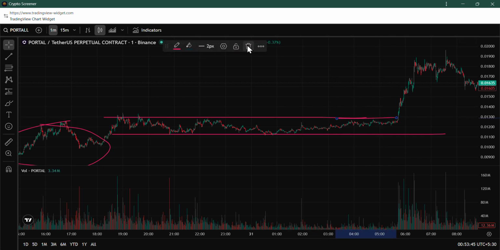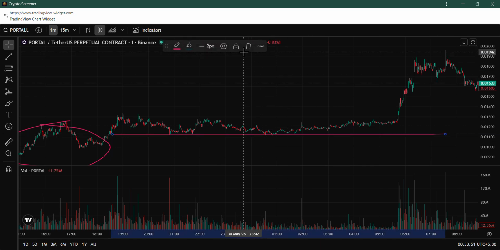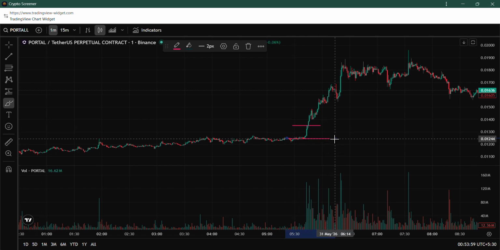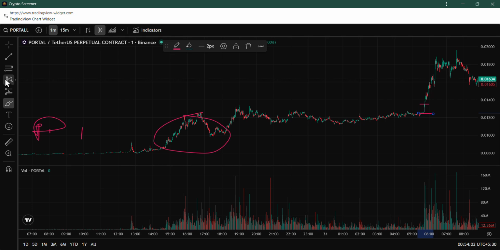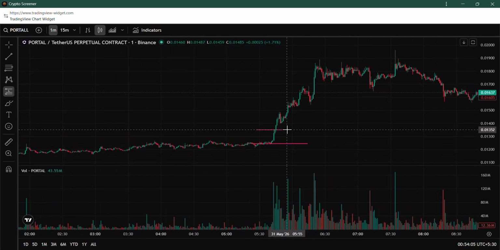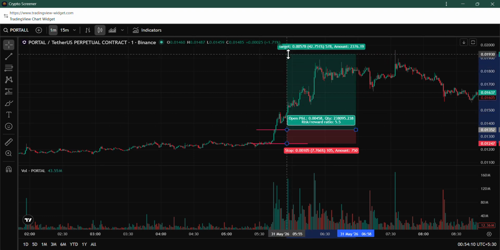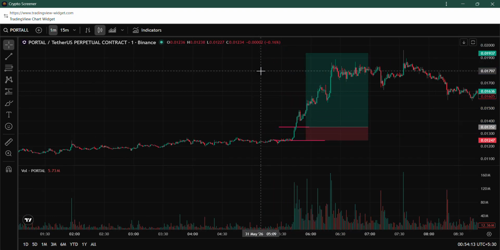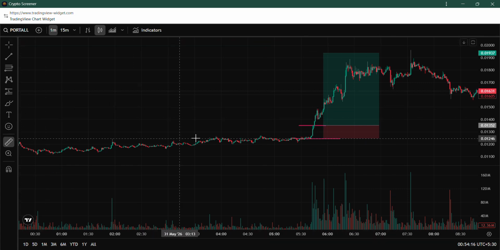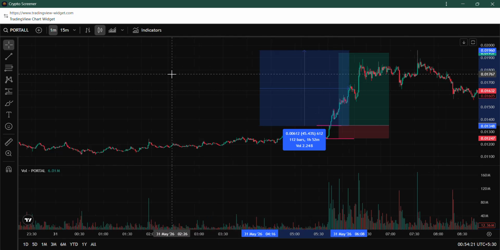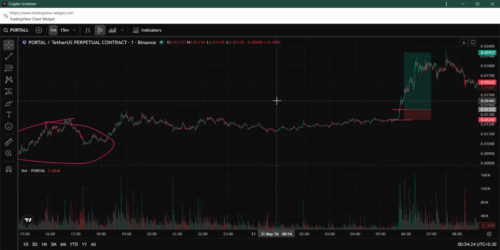If I mark my entry, firstly I erase it. Here is my entry in the 1 minute time frame, and here is my SL. So if we measure the ratio, here you can see that I achieved more than 1 to 5. You can see that from there it moved more than 40%, 45%. What a great move you can capture in crypto.